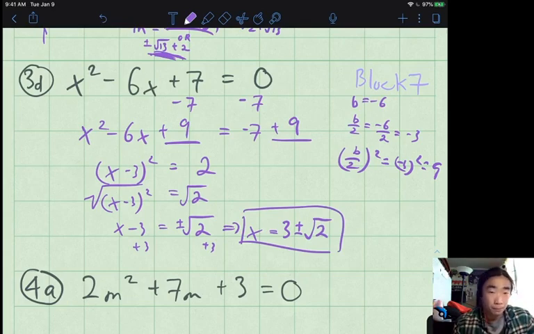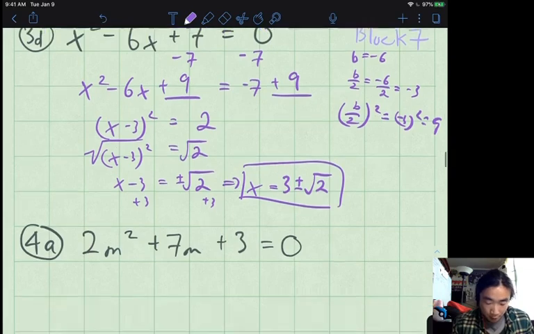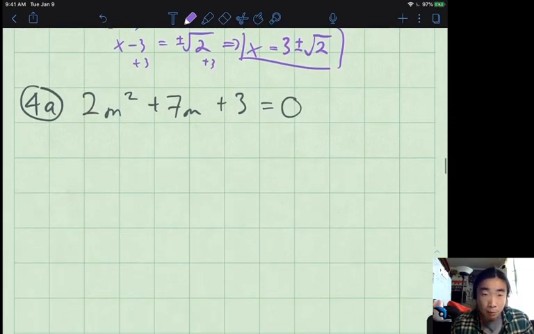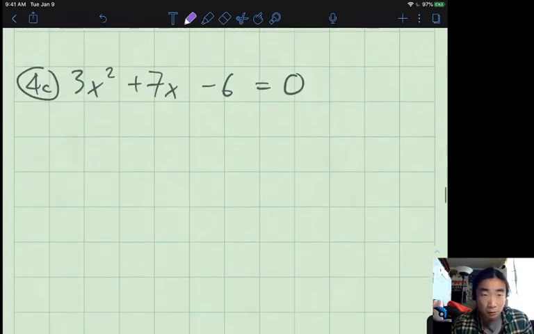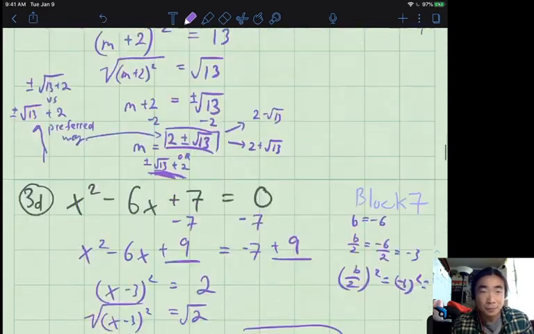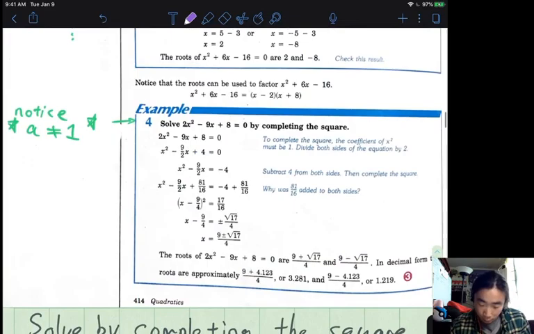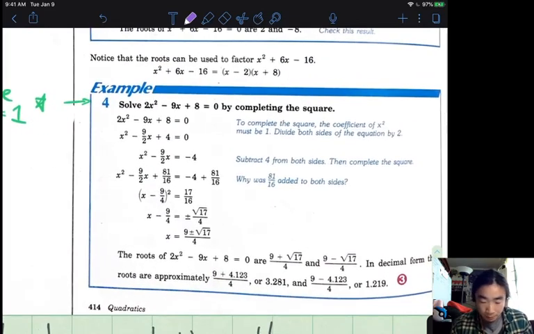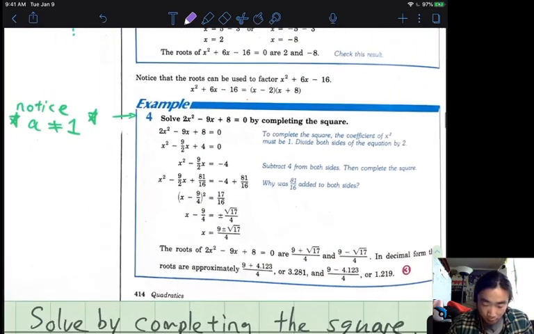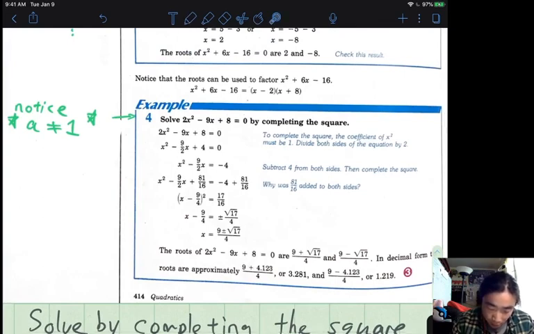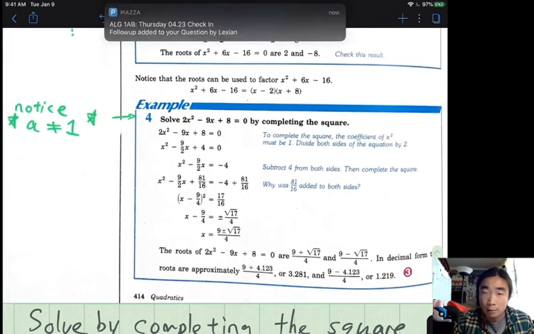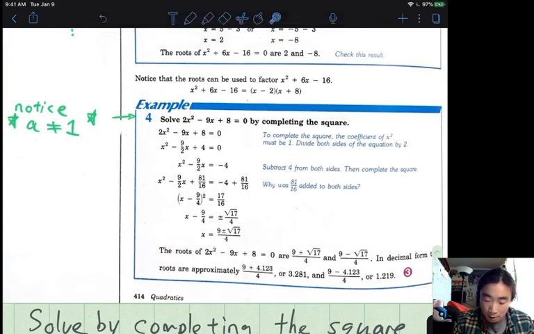All right, so before I go on to these problems, and this one, and this one, I think that's it, yeah. Those three, let's go over the example on page 414. So in this example, notice right here, a is not equal to 1. So we can't apply this b over 2 squared idea just yet. You have one additional step, which makes math a bit more complicated.